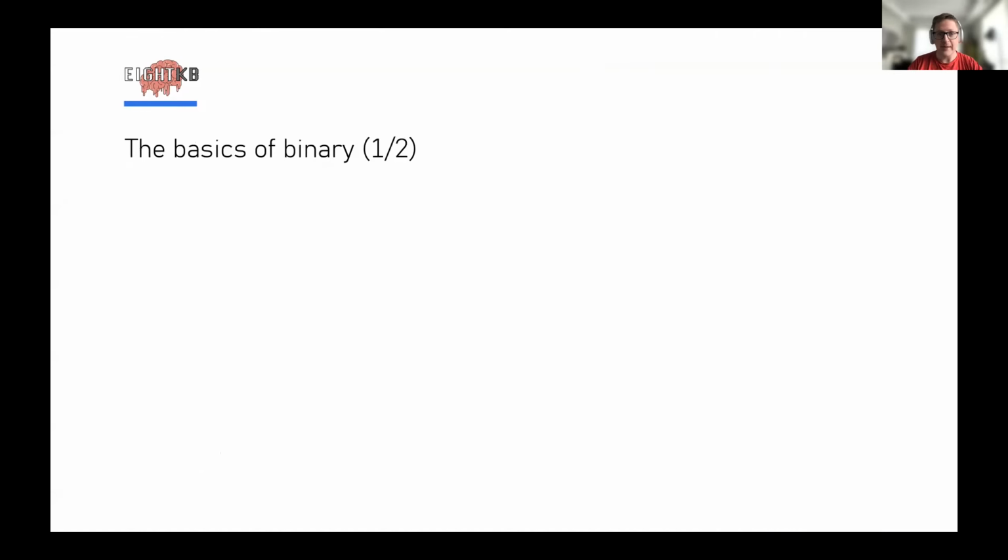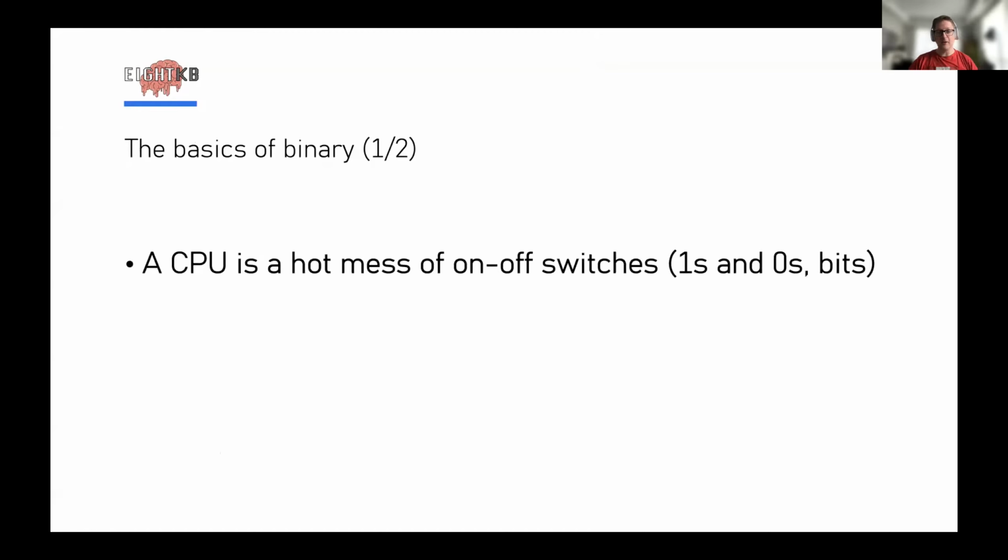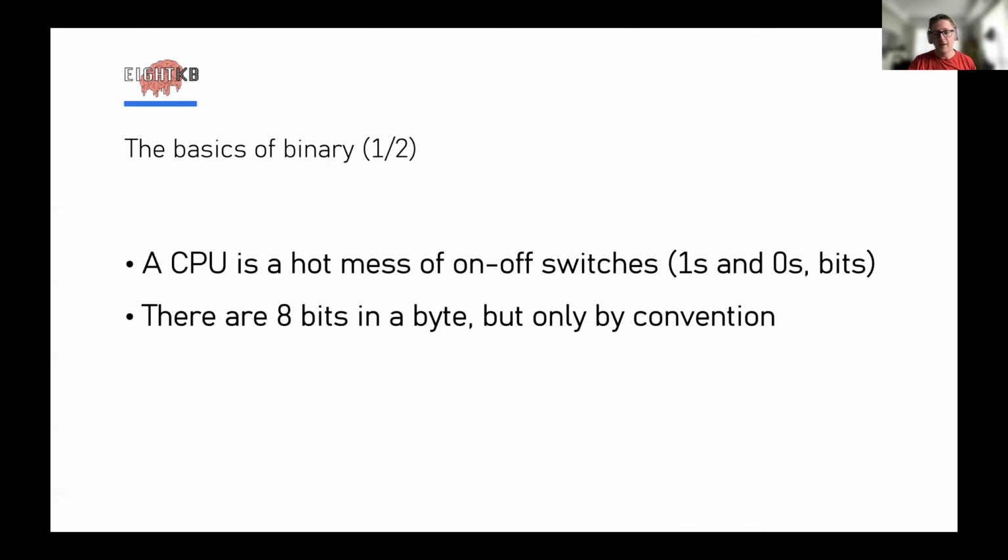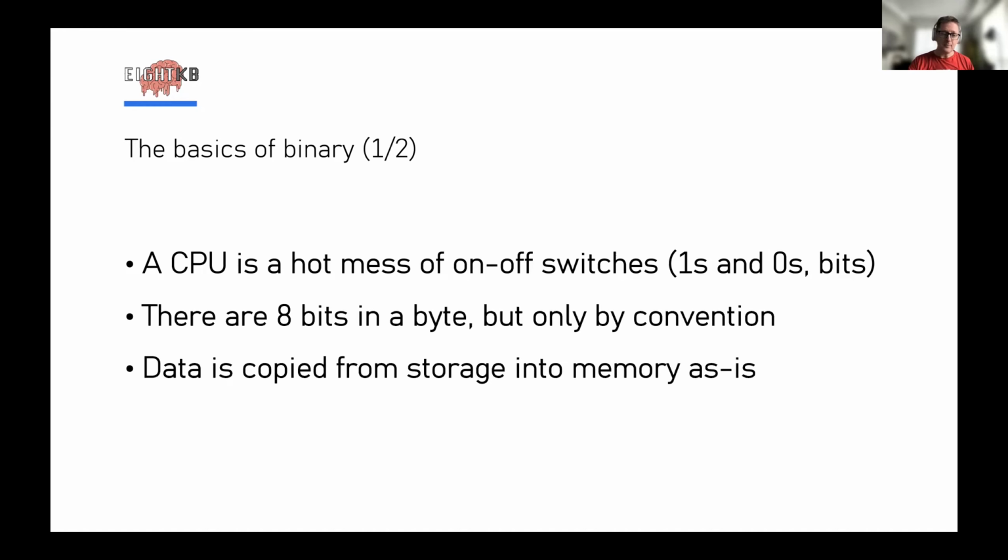So let's get into the basics of binary. A CPU is a hot mess of on-off switches. That's ones and zeros, or bits. When we talk about bits, we're talking about ones and zeros in a CPU, memory, or on the storage. There are 8 bits in a byte, but only by convention. Some folks in the old days wanted to make bytes a little bit wider, but we settled on 8, and that seems to have been the general consensus.